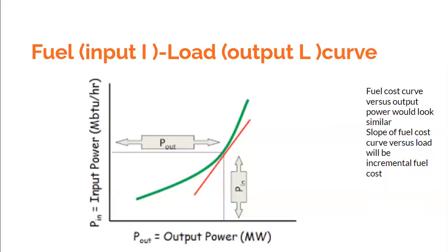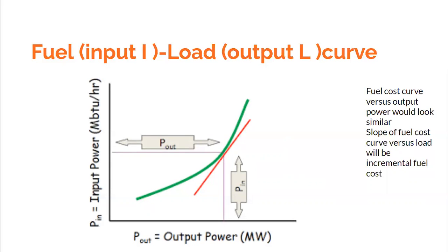Now on the input side, which you see on the y-axis, it is the input power, which is nothing but the rate at which the energy is released into the power plant. That is the rate of fuel consumed into its calorific value. That is the input power to any power plant, right? When you are talking about a fossil fuel based power plant, the output power is represented on the x-axis, and that would correspond to the load which that power plant is handling.